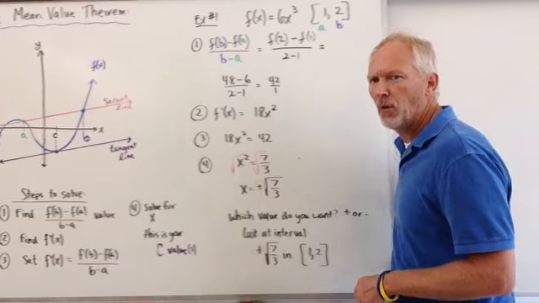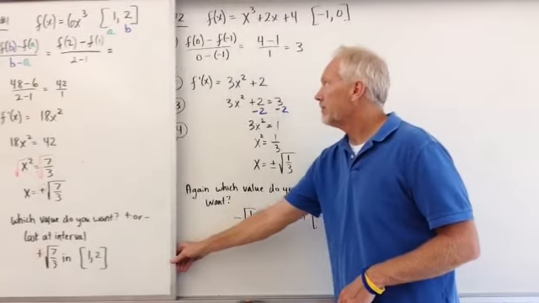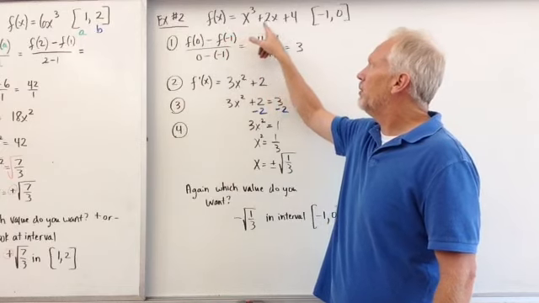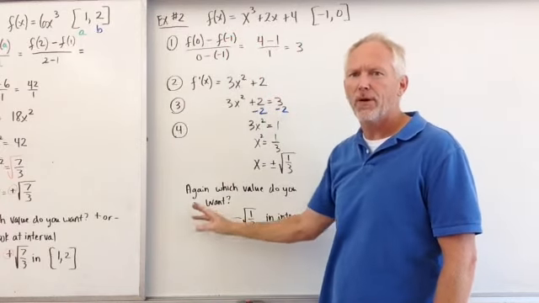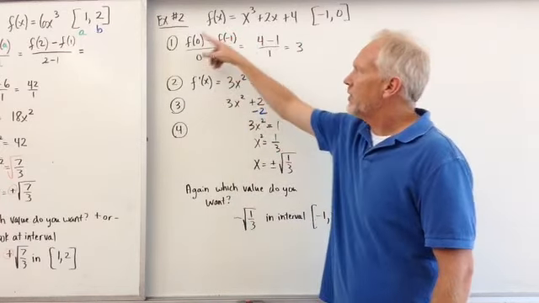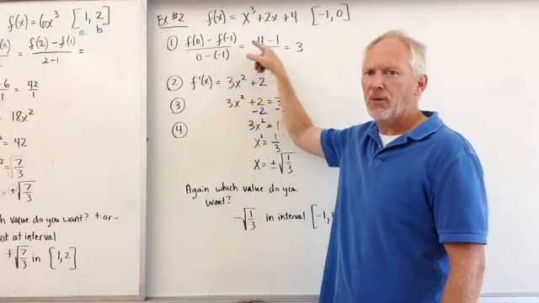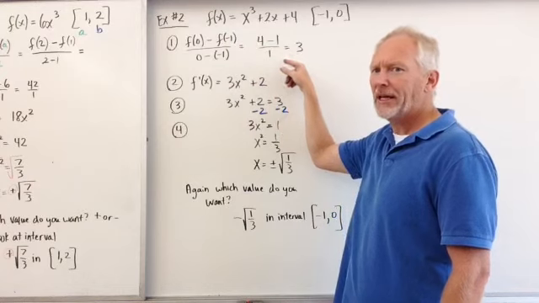All right, let's look at one more example. Here we have f of x is equal to x cubed plus 2x plus 4. And again, step 1 is to find f of b minus f of a. So we do that, and we end up getting 3.